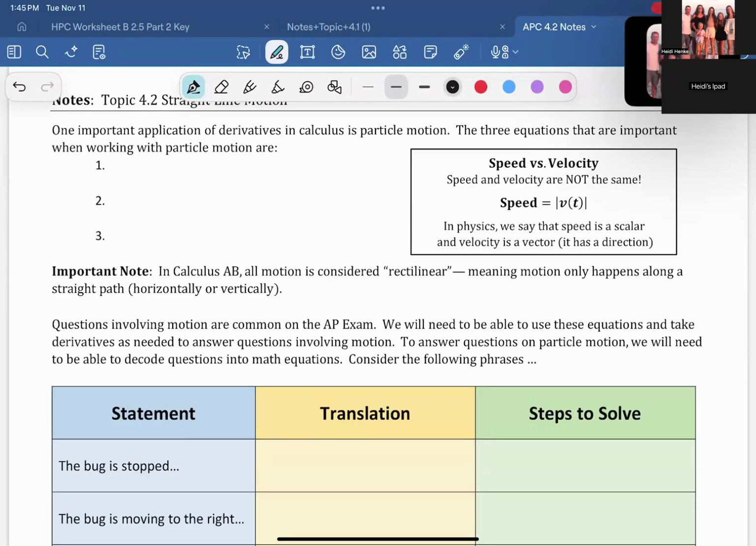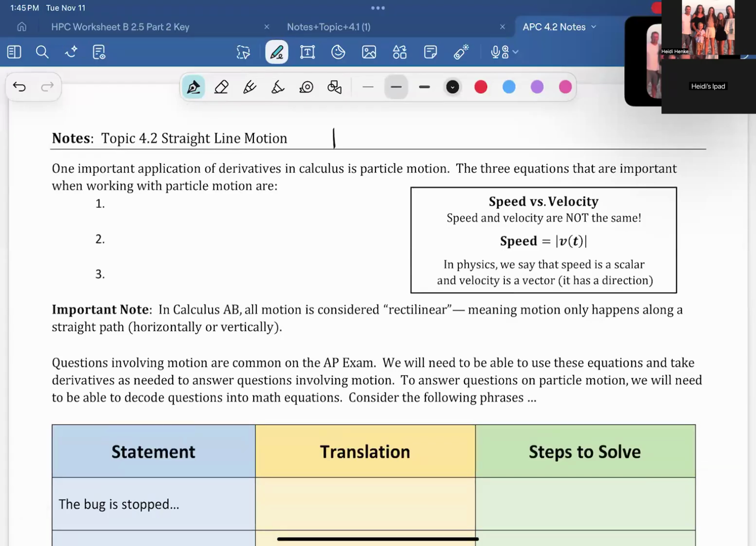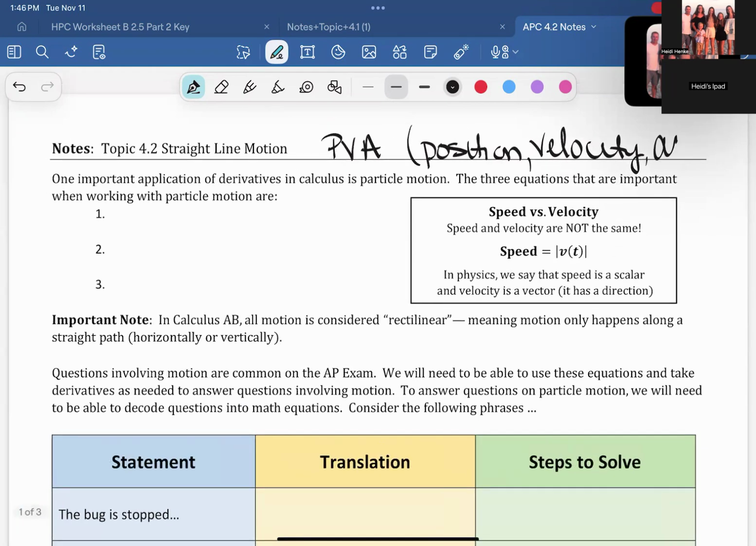Okay, time for lesson 4.2. 4.2 is one that actually comes up quite often on your AP exam. So we need to make sure that we understand what's going on. This is position, velocity, acceleration. Sometimes we refer to that as PVA. Okay, PVA. That's going to be position, velocity, and then acceleration, which I don't have room for, so we're just going to write Excel.